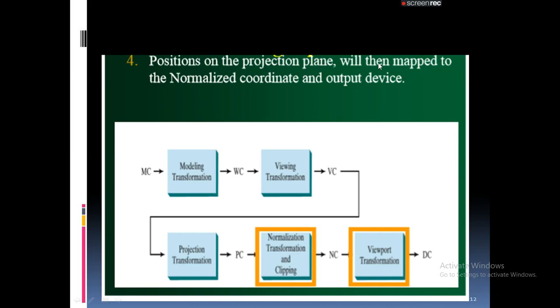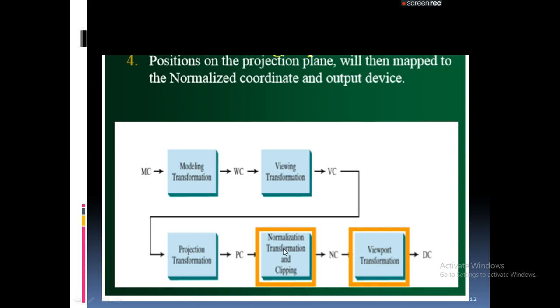Will then map to normalization coordinates and to the output device. Then you see that here I have written two yellow colors, meaning I highlighted them. I am performing two operations here. First, what is the first operation? We are mapping projection coordinates to normalization coordinates with the help of normalization transformations as well as clipping.